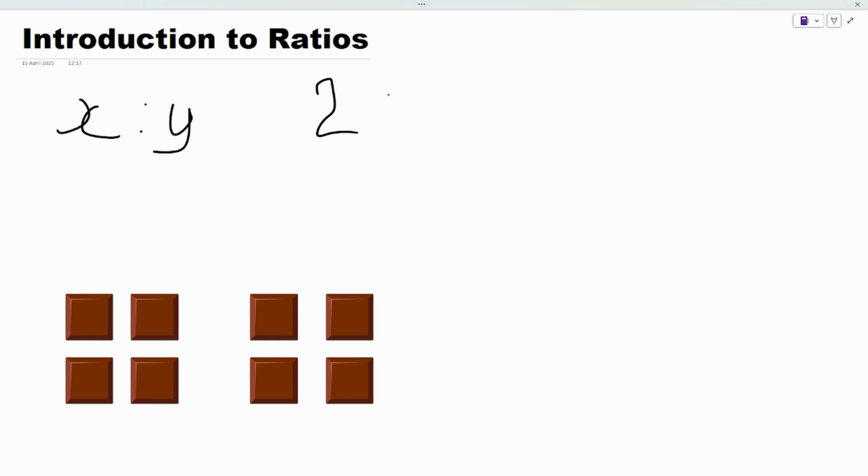It might be 2 to 1, might be 1 to 1, could be 8 to 3, it could be anything, right? It's a way of comparing one number to another, one quantity to another quantity. It could even be more than two quantities. It could be x to y to z, 2 to 1 to 1, or so on. It could be 4 different quantities. But for this video, we're only going to look at 2 different quantities.